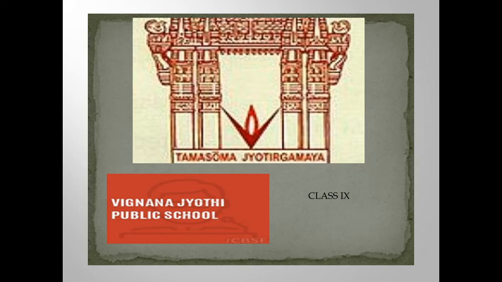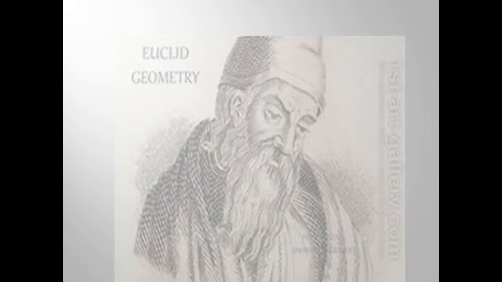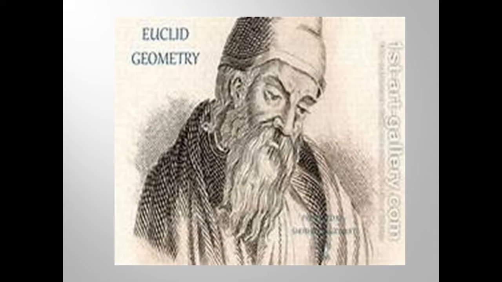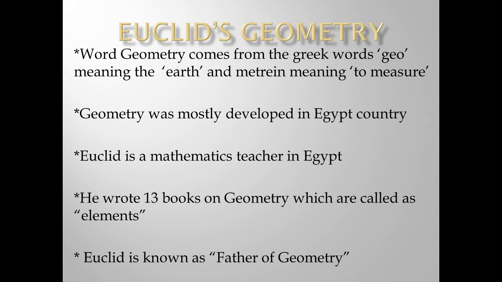This is the video made for class 9th students regarding the chapter Euclid's Geometry. So the word geometry, where has it actually come from? This word has come from two Greek words. One is geo, which means earth, and the other one is metrin, which means to measure. So geometry mostly developed in Egypt only.